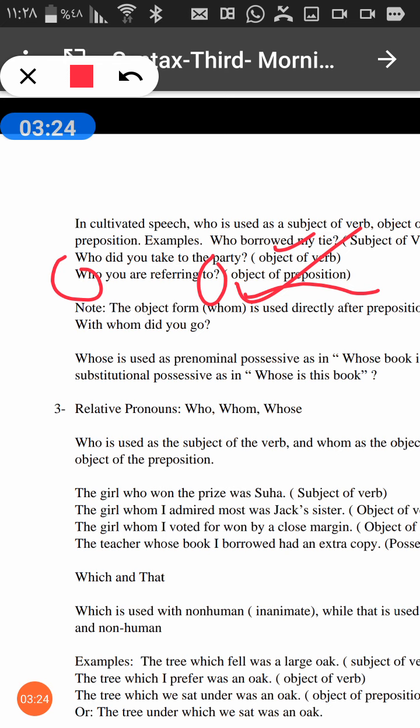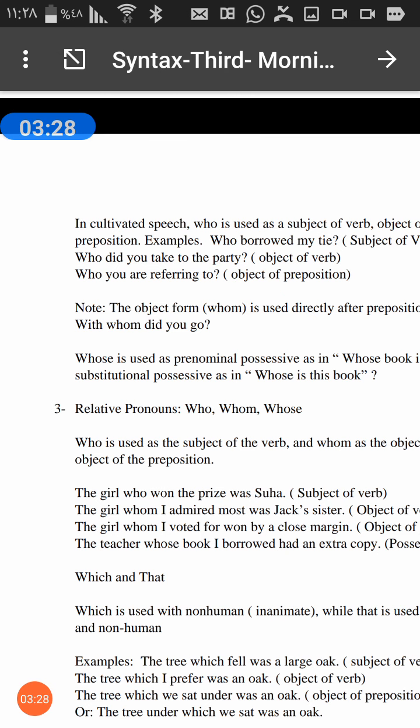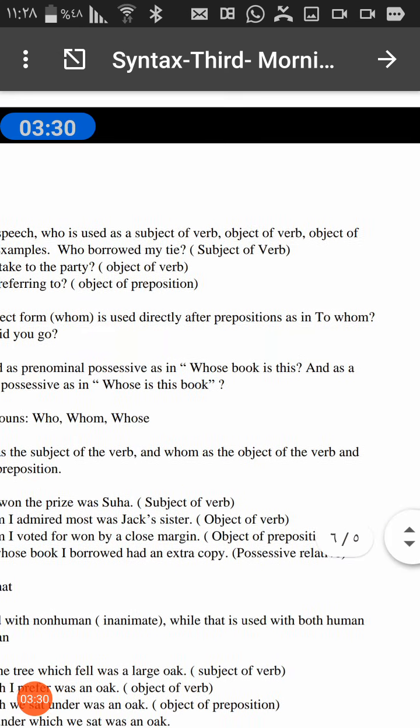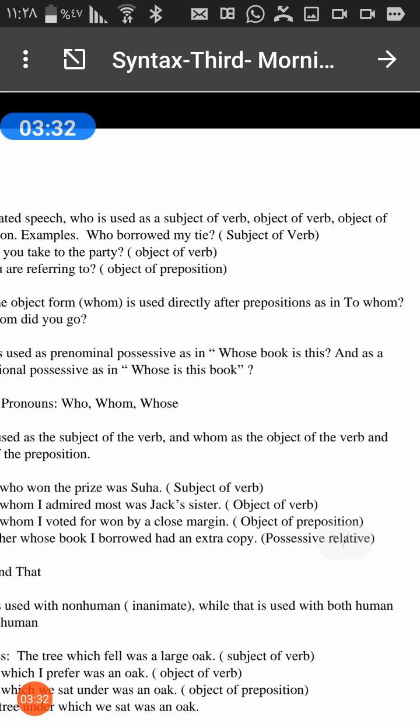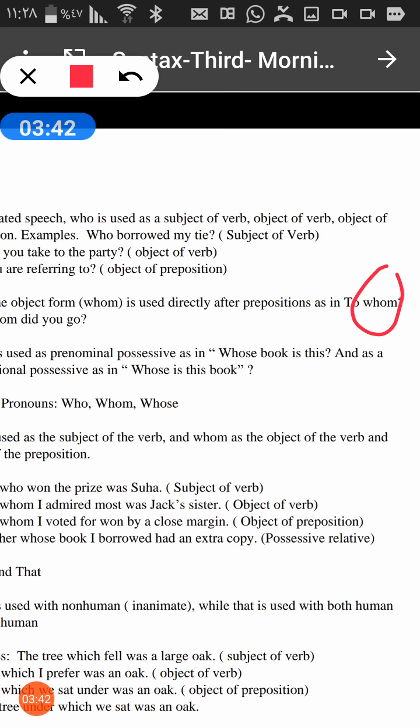There is a note here: the object form whom, sometimes صيغة المفعول به whom is used directly after prepositions. في بعض الأحيان نستخدم صيغة المفعول به للضمير بعد حرف الجر as in this example, يعني into whom, we can use this form, to whom.